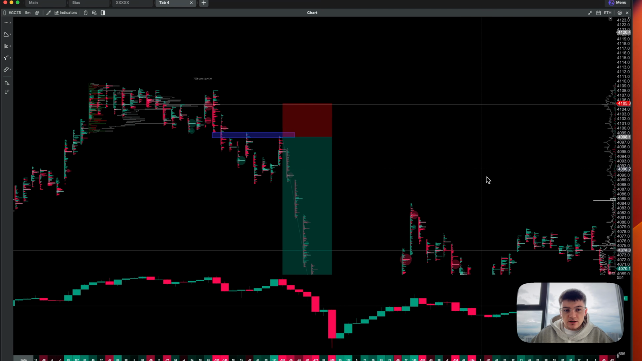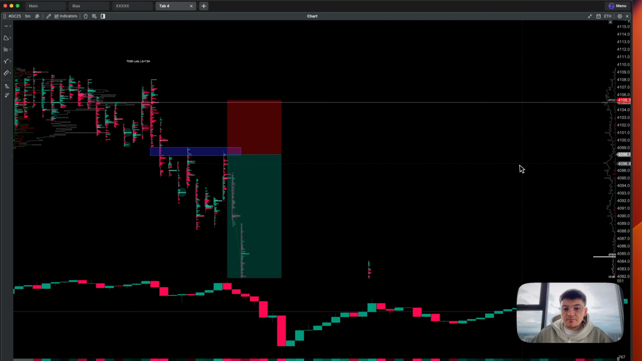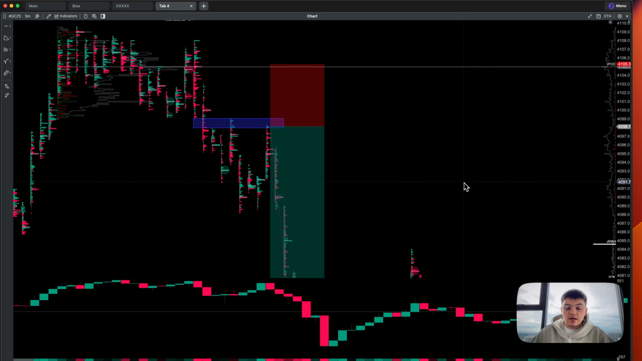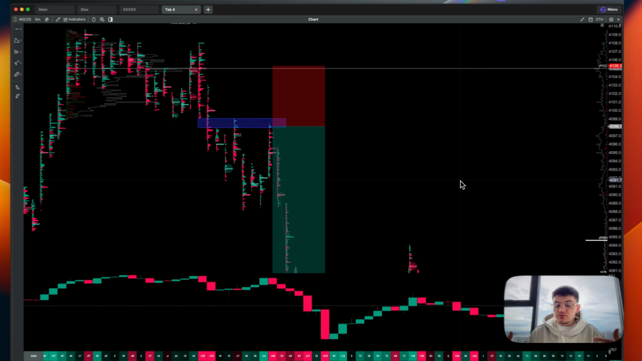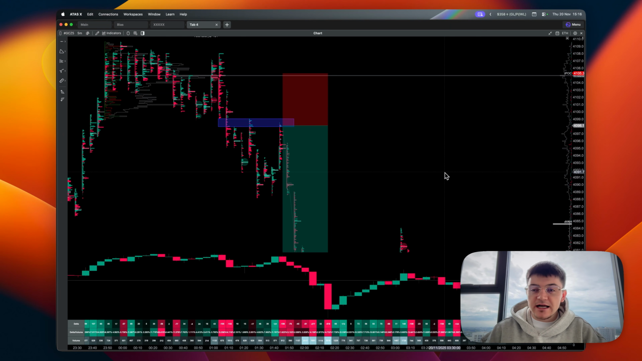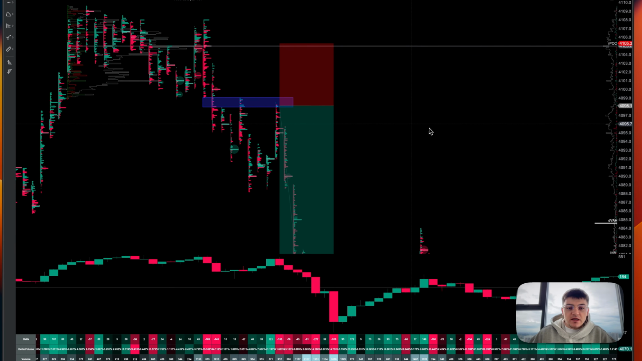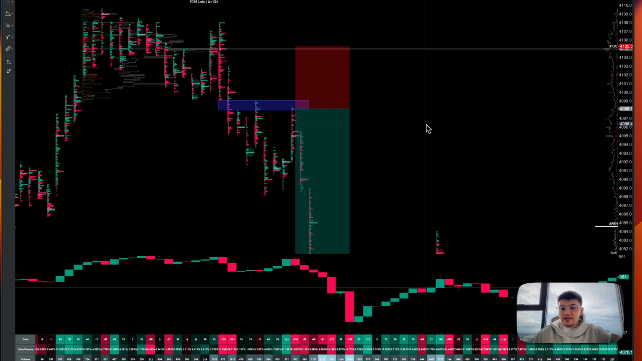Right. Over here, we have another example. Now, this example is a little bit more complex in my opinion. It uses absorption instead of continuation. So you're being the contrarian, right? You're taking a reversal, whereas you have sellers on your side, and the last thing you're actually going to get, and I'll explain it.